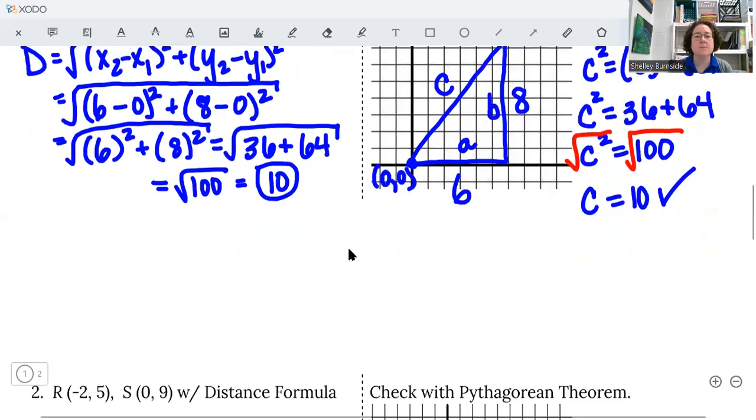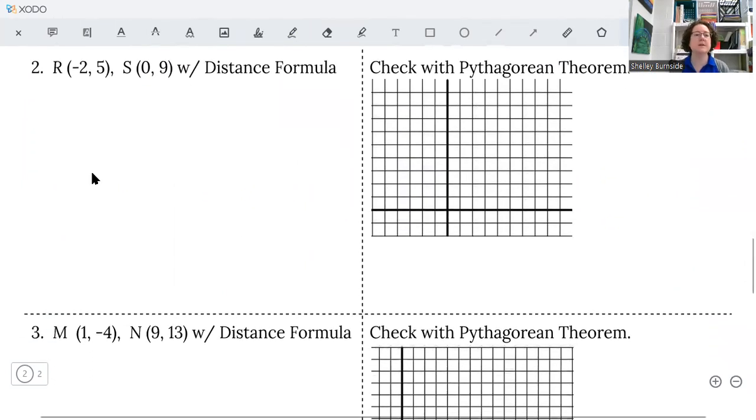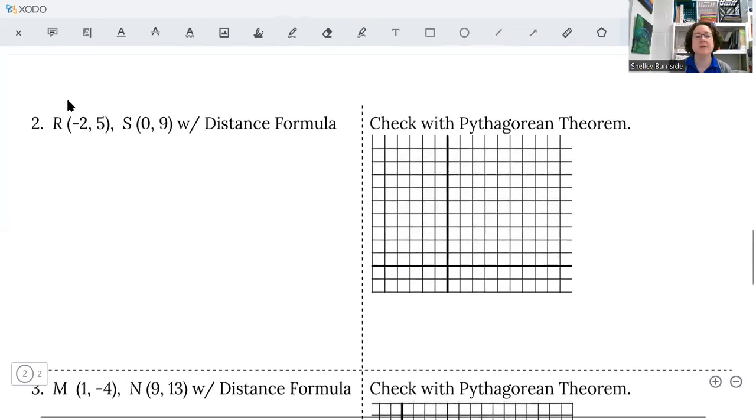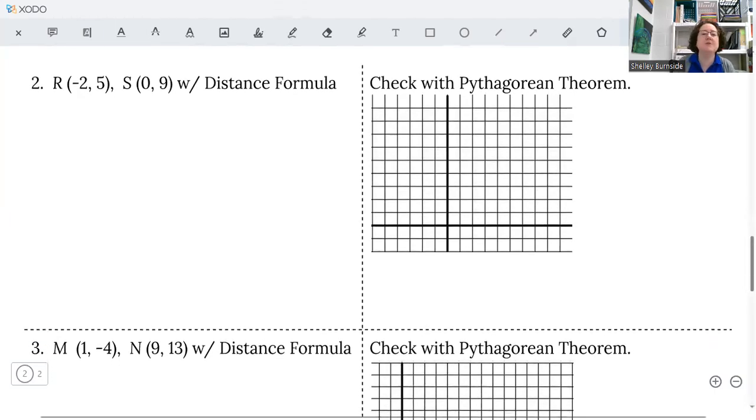Okay, example number 2. So we have point R is -2, 5, point S is 0, 9. We're going to use distance formula. Actually, with this one, just to preserve space, I'm going to label my x1, y1 above it. Again, it's not something you have to do every single time, but as you're starting out, it's not a bad idea to write in those labels, just so you can keep track of which one you're plugging in.